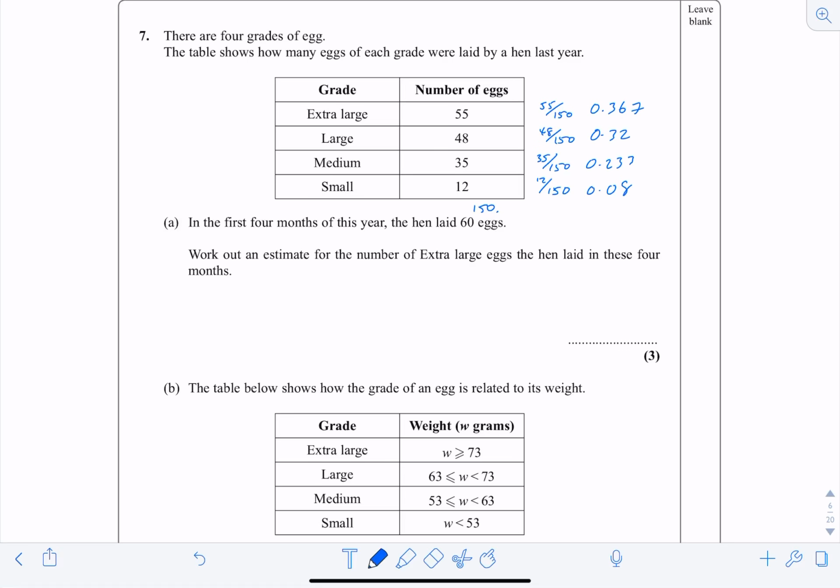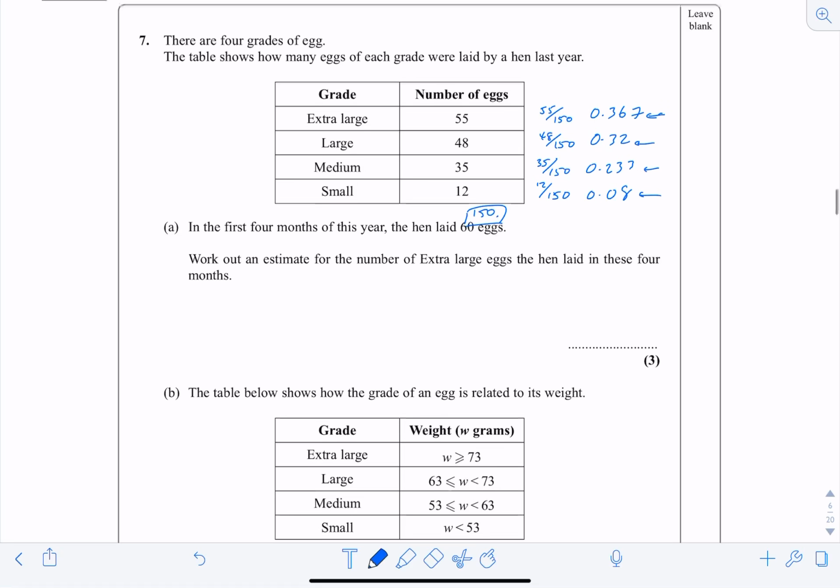Okay, so the probability that I choose an extra large egg out of all of those 150 eggs would be 0.367. The probability that I choose a large egg would be 0.32, 0.233, and 0.08 accordingly. Okay, so those are the probabilities that an egg gets laid by this hen. This is the probability distribution.